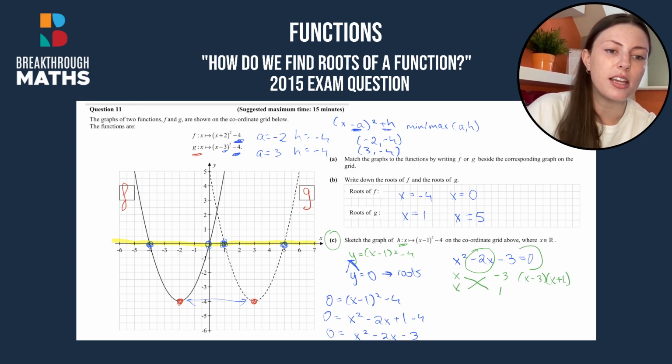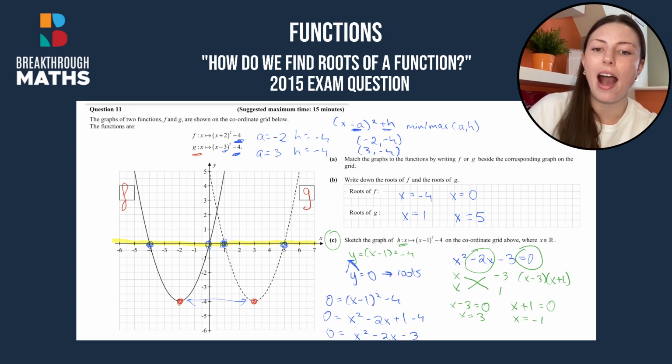And since we have the equal to 0 part, we know x minus 3 is going to be equal to 0 and x plus 1 is equal to 0. So x can be 3 or x can be minus 1. So they are our roots. So we'll mark those in, 3 and minus 1.